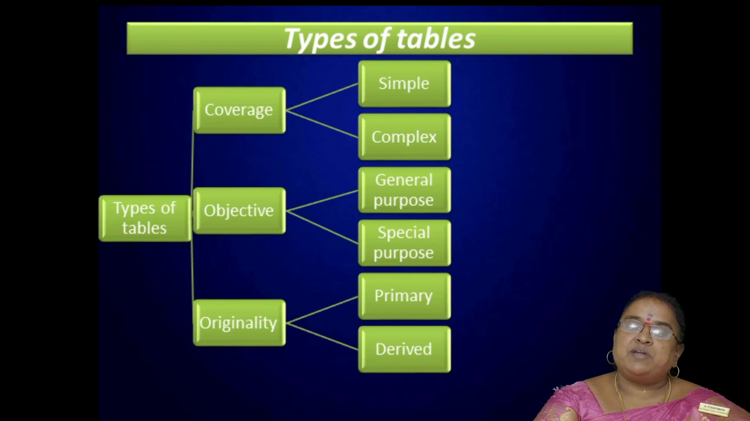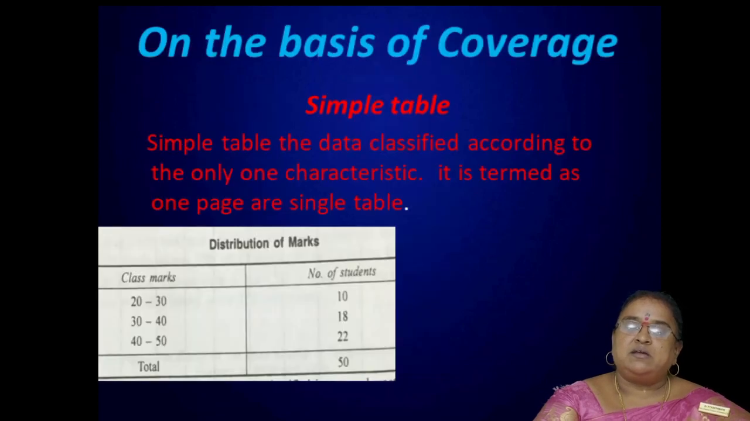Now we have to discuss them one by one. On the basis of coverage. Simple table. The name itself describes that it is very simple. In a simple table, the data is classified according to only one characteristic. For example, if class marks are given, according to the marks we classify 20 to 30, how many students, 30 to 40, 40 to 50. So we have to display it just like this.